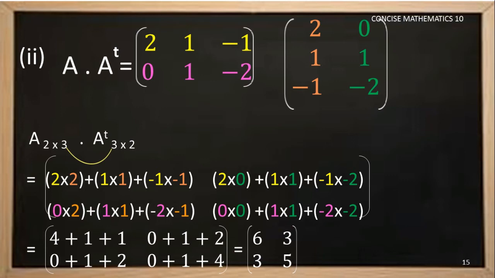So if it is 2 by 2, we know it very well how to do it, children. Let us consider first row, first column, first row, second column, second row, first column, second row, second column. Hence the elements will be 6, 3, 3, 5.